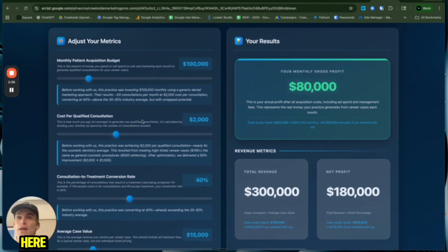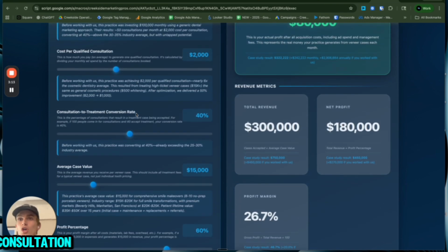Another thing you want to put right here is your cost per qualified consultation. This is not your cost per lead. This is your cost per person in the door paying for a consultation, paying for x-rays for you to get a mock-up of their smile so they can see what they would look like with veneers. It's very important to calculate this based on the number of consultations that you have in your business. You would divide the monthly acquisition budget right here by the number of consultations that you have every single month, if you don't know this number off the top of your head.